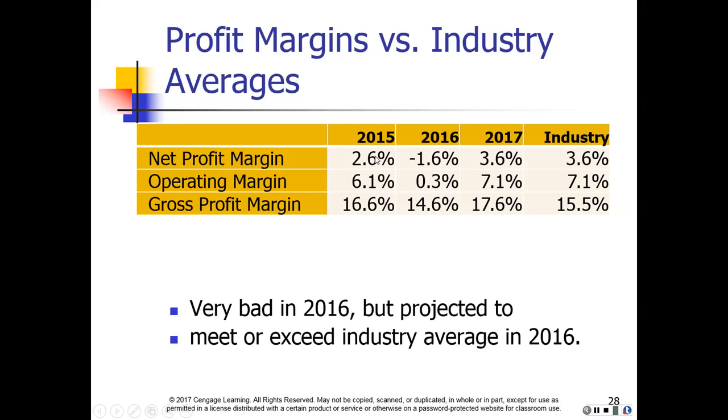Well, of course, we've seen that the profit margins had declined significantly. As a matter of fact, net profit margin was negative because net profit was negative in 2016, right? But with the changes being made, we expect it to improve. The net profit margin and the operating margin are both going to be up to par with the industry average. Gross profit margin is even better than the industry average. So it was very bad in 2016, but it's projected to meet or exceed industry average in 2017.